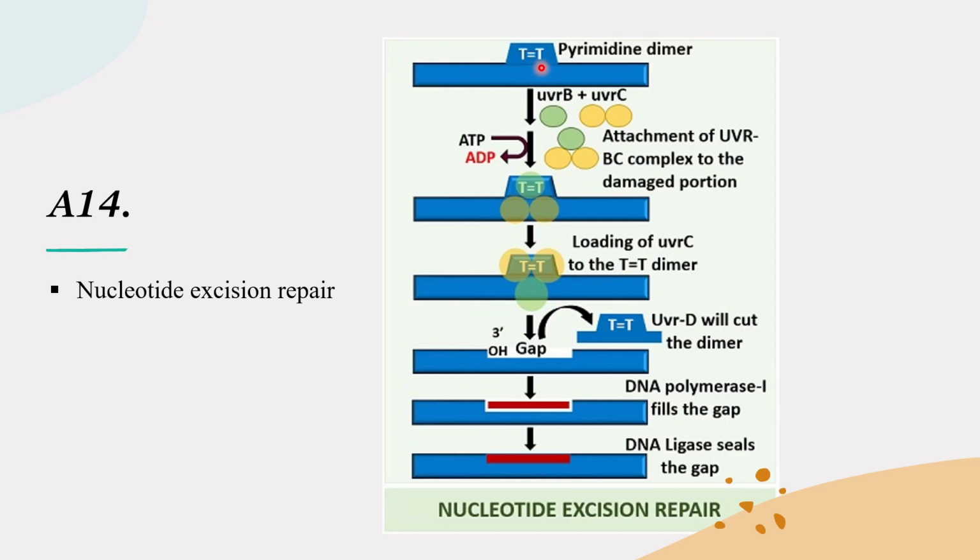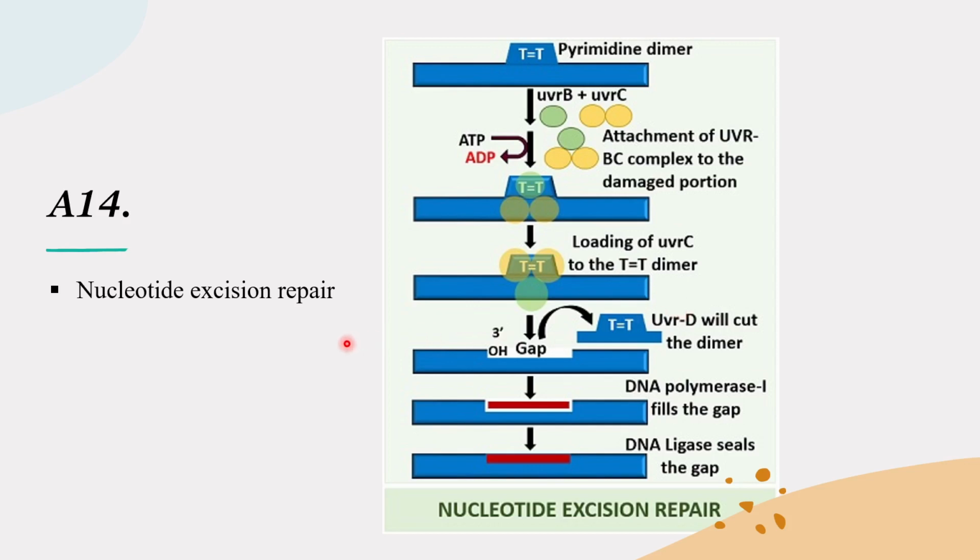So what happens then? UVRA and UVRB, with the help of one ATP molecule, attach the UVRBC complex to the damaged portion. After this, loading of UVRC to the thymine dimer happens, and UVRD will cut the dimer. So there will be one cut. That means the complete TT nucleotide has been removed.